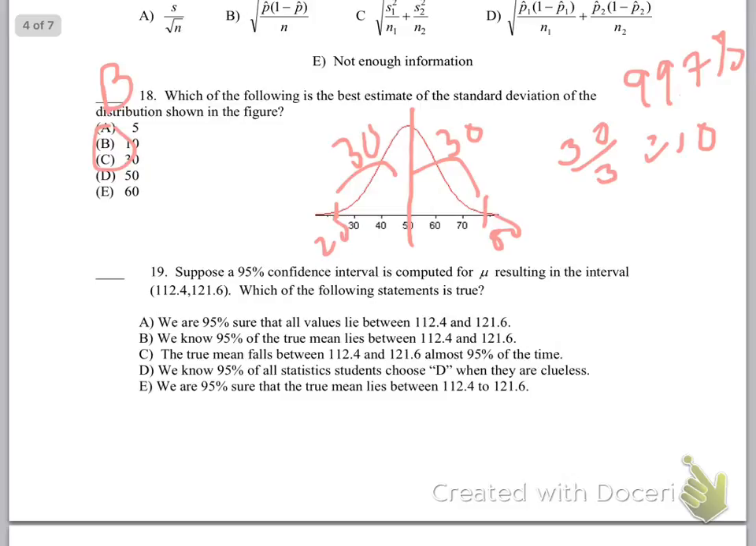Okay, let's go to number 19. We want a 95% confidence interval, and so we're never sure about anything. We don't know anything, so really the only one left is C.